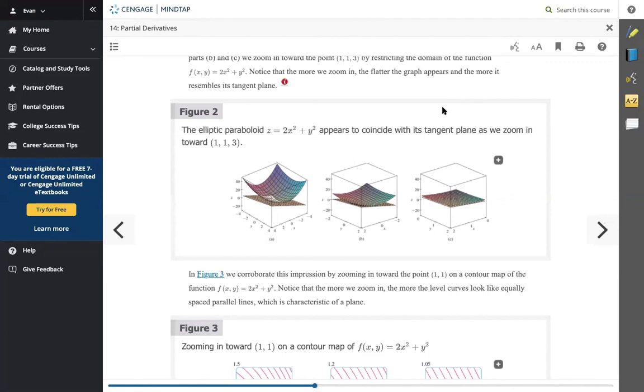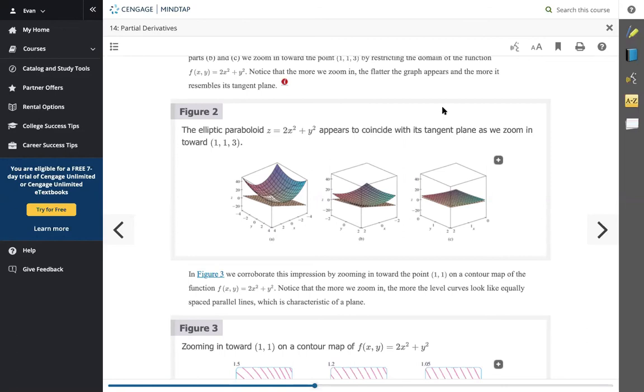Now, the leftmost square of this figure is kind of the zoomed out version of what we're doing. That parabolic surface is the graph of our multivariable function z equals 2x squared plus y squared. And that flat plane is our tangent plane. Just like with the tangent lines in the single variable case, that tangent plane is an approximation to this parabolic surface. And maybe if we're just looking at the leftmost square, that approximation doesn't look very good.